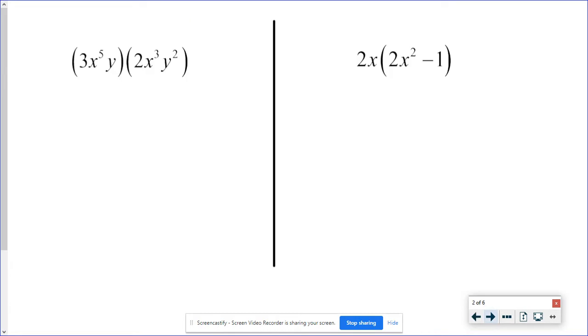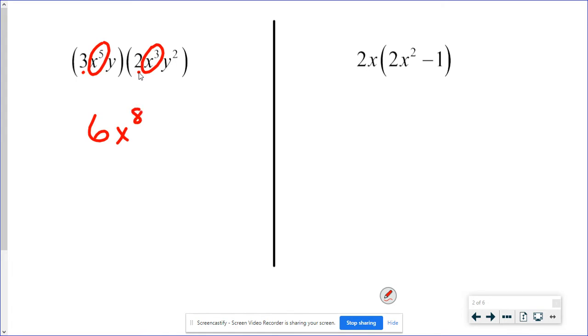So my first problem isn't even a distribution problem. It's just a multiplication. You did this already. This is not new. So we would multiply the 3 times the 2 to get a 6. And then for my x's, just like on the last screen, I had them in a different order, but x to the fifth and x to the third gives me x to the eighth.